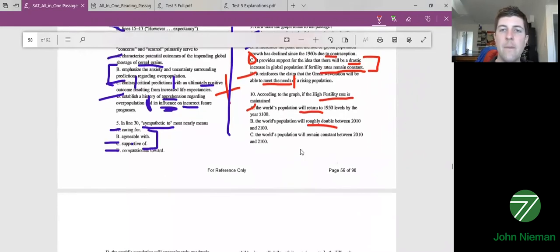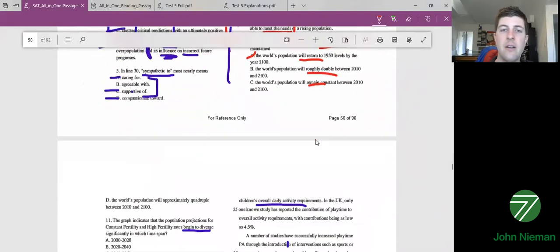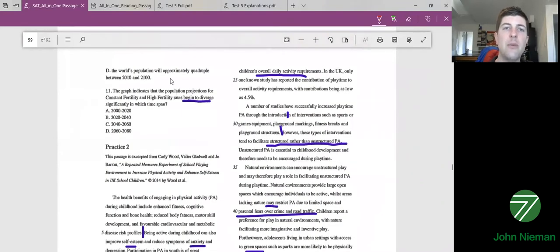And then C, the world's population will remain constant between 2010 and 2100. And then D, the world's population will approximately quadruple between 2010 and 2100.